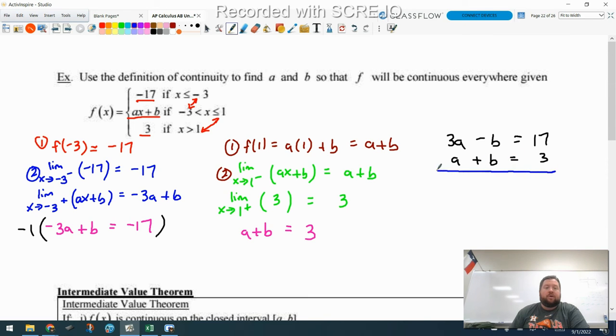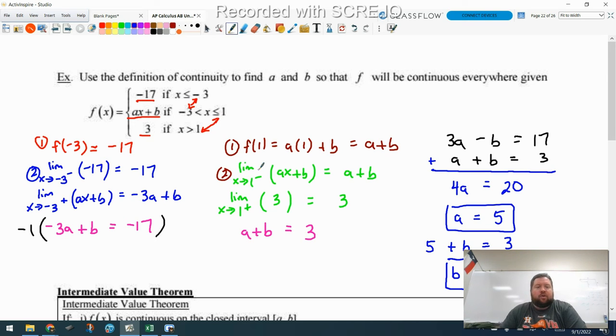So what we're going to do with these two equations is add them together. 3a plus a is 4a. The b's cancel, which is what I wanted to happen. I engineered this for that exact thing to happen. And then 17 plus 3 is 20. That allows me to solve for a, which is 5. Okay, I'm part of the way there. Now I need to get b. You can use either equation. I think this one's much easier right here: 5 plus b is equal to 3. So b is equal to negative 2.